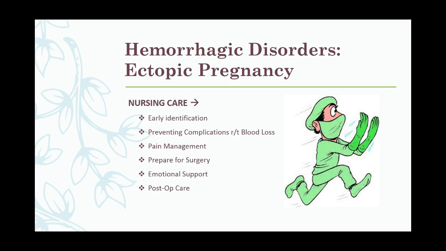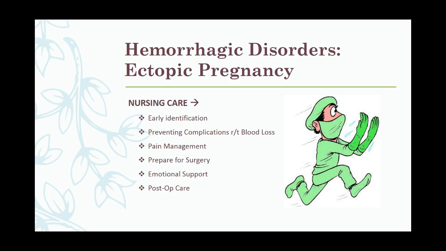So, nursing care. We want to identify ectopic pregnancies early, hopefully to prevent them from rupturing. But if they are ruptured, then we want to prevent complications related to the blood loss. We want to manage their pain, prepare them for surgery, offer emotional support, and educate them on post-op care, how to care for themselves, and then also caring for them in a nursing manner.